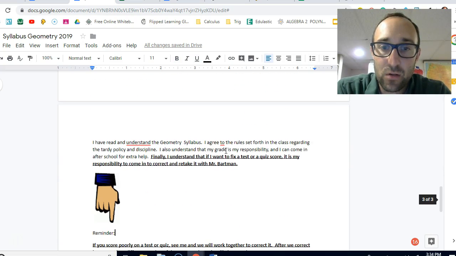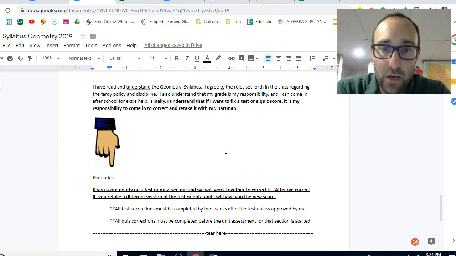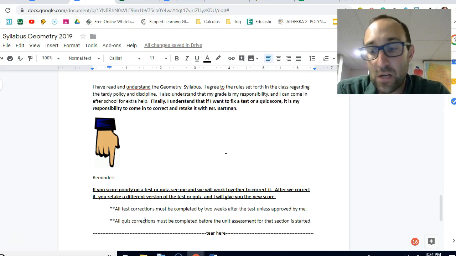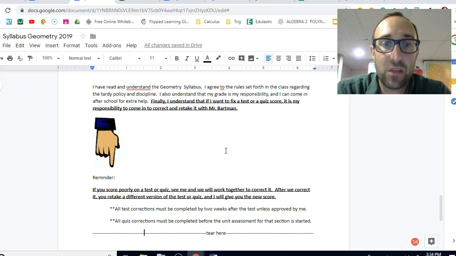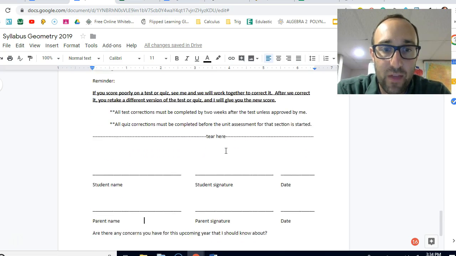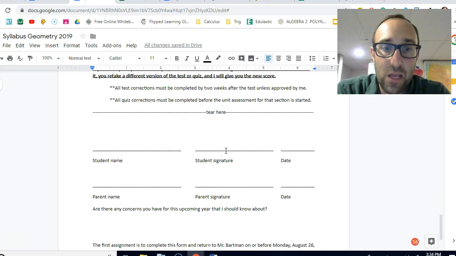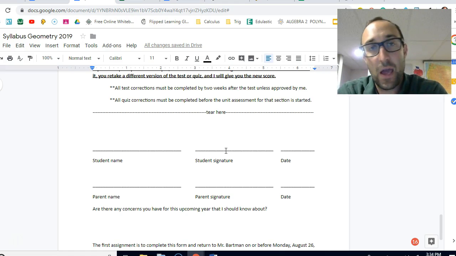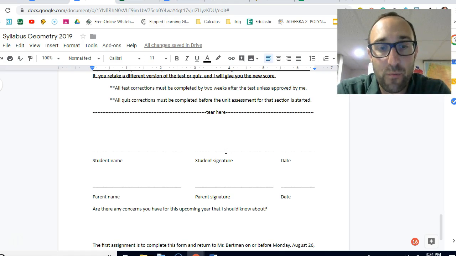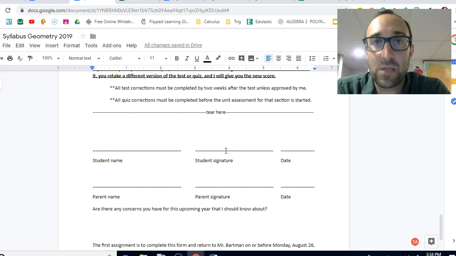So again, your child should have this syllabus in paper form if you want to sign the paper form, or you can just email me and say that you got it. I will accept either. And also, if you have any concerns you would like to share with me about geometry or anything that you might think would be important for me to know, you can write it on the paper or you can always email it to me.